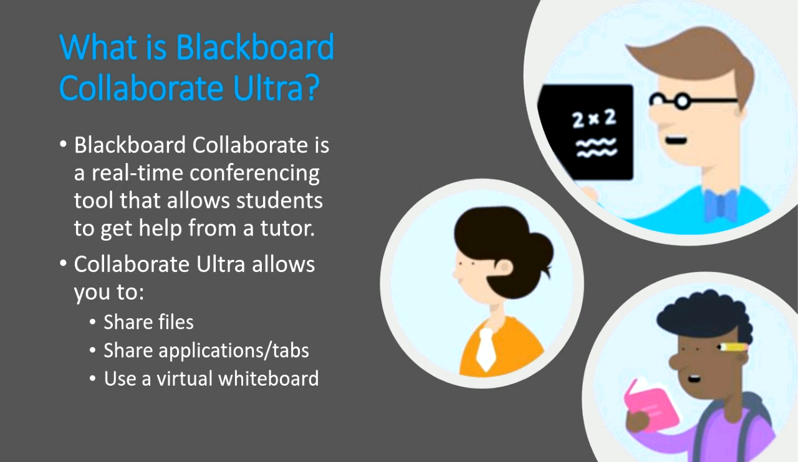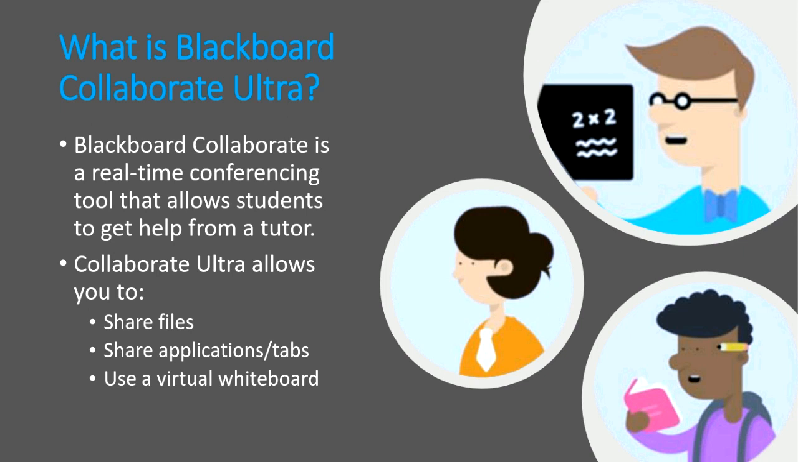So what is Blackboard Collaborate Ultra? Blackboard Collaborate Ultra is a real-time conferencing tool that allows students to get help from a tutor. Collaborate Ultra allows you to share files from your computer, for example, a review sheet saved to your computer that you might need a little bit of help on, or share an application such as Microsoft Word in case you're writing a paper and you need a tutor to help you revise it.